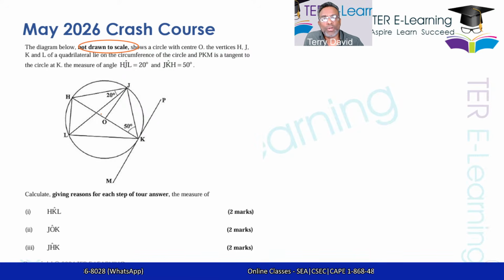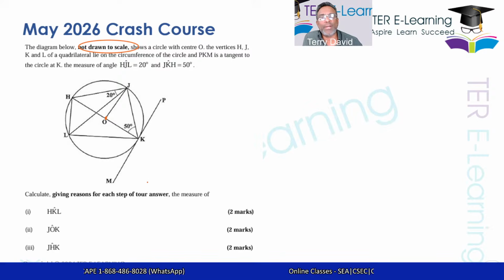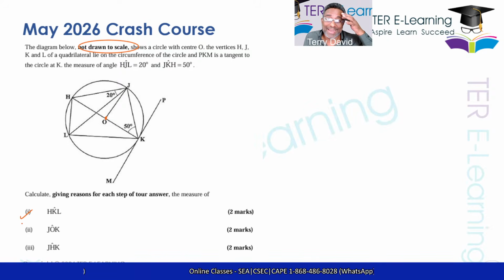Okay. So let's see. The point O is the center. So I know this is the center of the circle, so that might be important. What do we want to work out? We have two angles inside here, a 20 degree and a 50 degree. So the first part, we want to work out HKL.